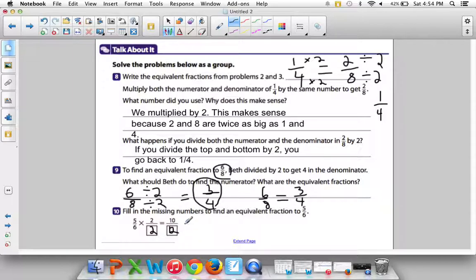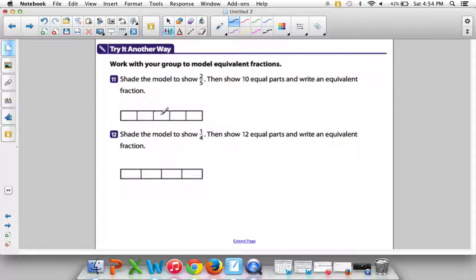Do you see how easy it is to make an equivalent fraction? You just multiply the numerator and denominator, the top and the bottom, by the same thing. And you've got it. You've done it. Let's move on to the last two problems.